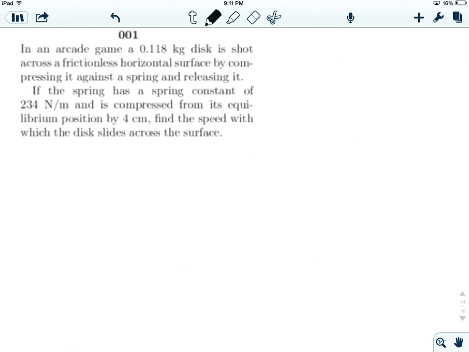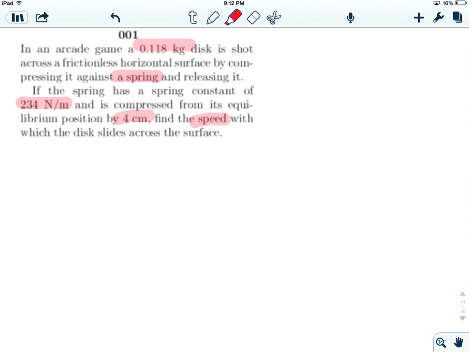Problem. It says in an arcade game, we see that we have a 0.118 kilogram disc shot across a frictionless horizontal surface by compressing it against a spring and releasing it. If the spring has a spring constant of 234 newton meters and is compressed from its equilibrium position 4 centimeters, find the speed with which the disc slides across the surface.